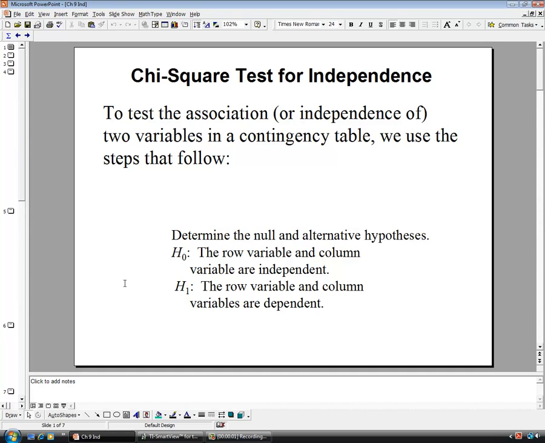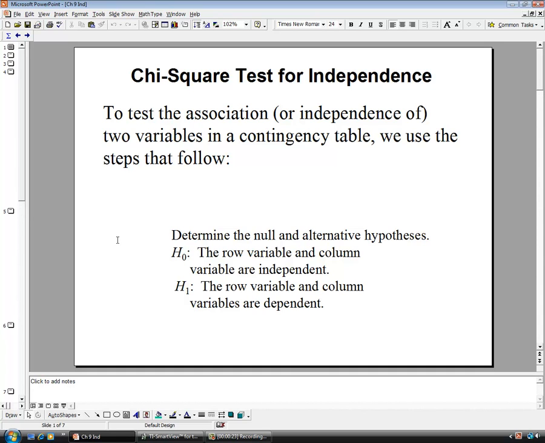When we're dealing with categorical data that has two different factors, we're going to be using a test for independence as opposed to just a regular goodness of fit test. So what's going to happen is we're going to have contingency tables that will have one factor as the rows and one factor that will represent the columns.